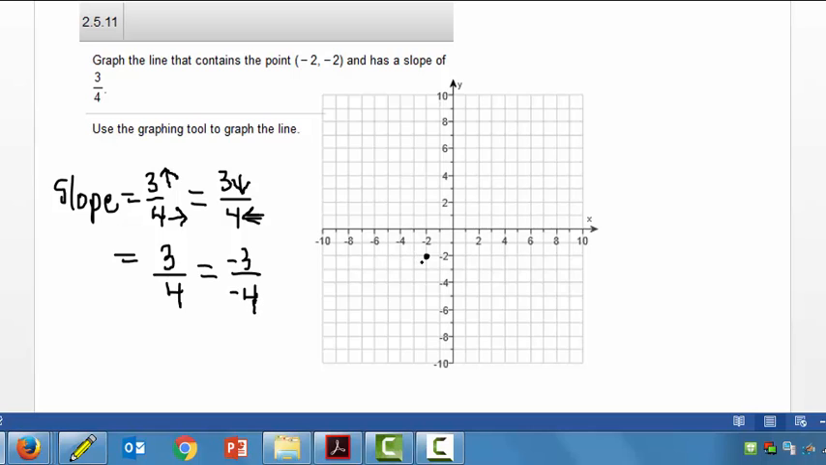All right, so I'm going to choose to move up and right. So from this point, I'm going to move 1, 2, 3 units up and 4 units right. So 1, 2, 3, 4 units right. And then I'm going to draw a line through these two points. Okay, and so here's the line that passes through my two points. And remember, a line continues on indefinitely in both directions.